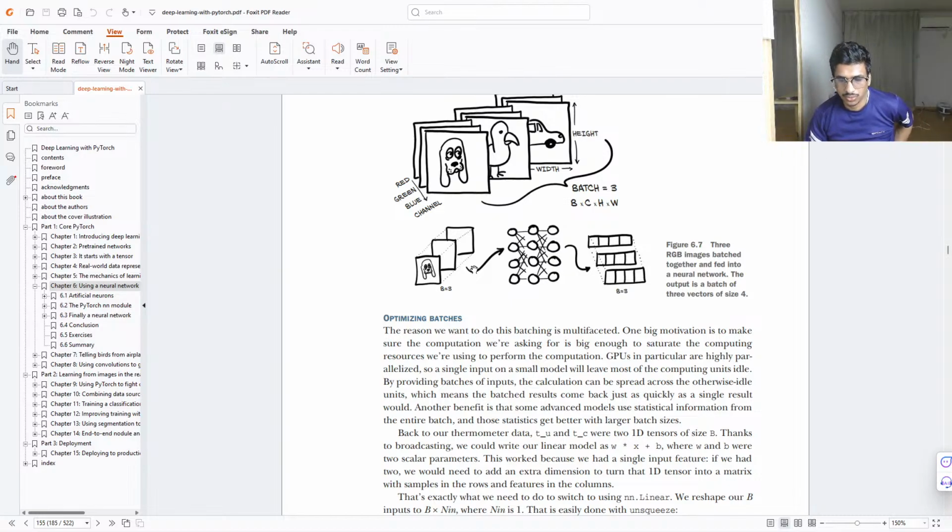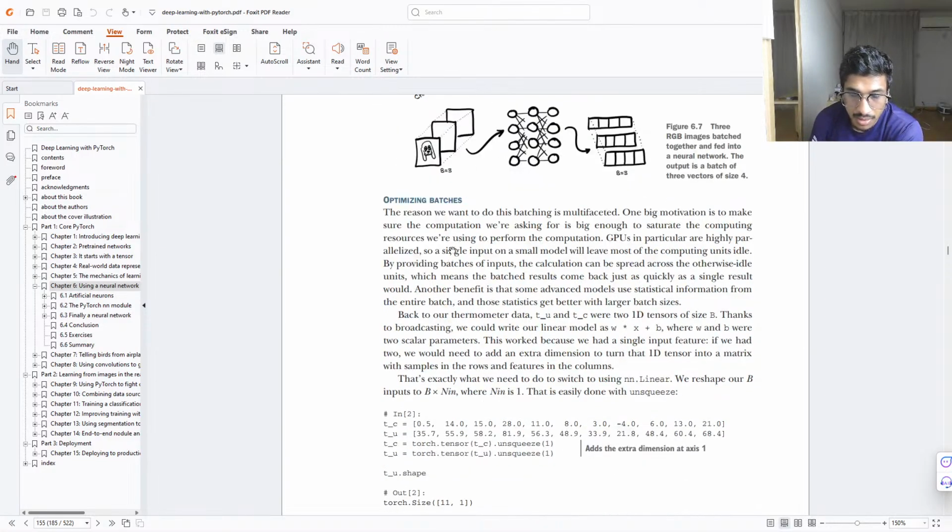OK. The reason we want to do this batching is multifaceted. One big motivation is to make sure the computation we are asking for is big enough to saturate the computing resources we are using to perform the computation. GPUs in particular are highly parallelized, so a single input on a small model will leave most of the computing units idle. By providing batches of inputs, the calculation can be spread across the otherwise idle units, which means the batch results come back just as quickly as single results would.